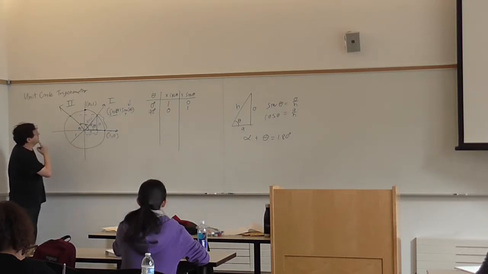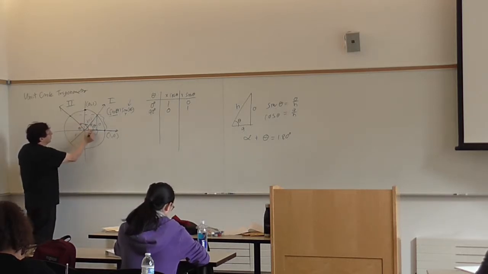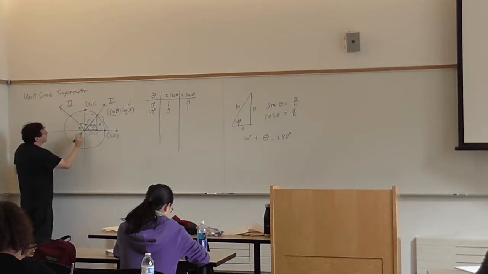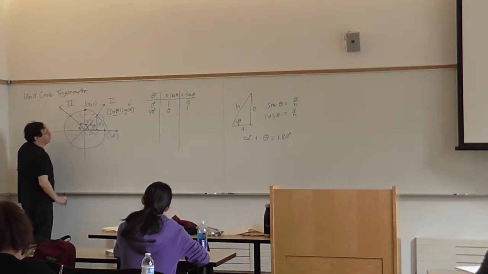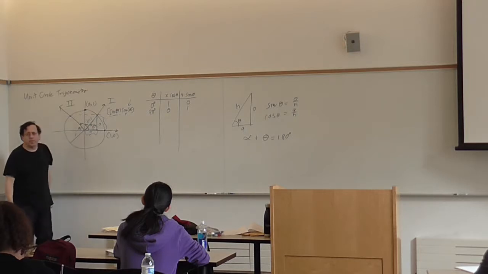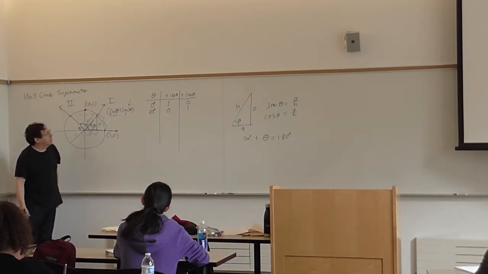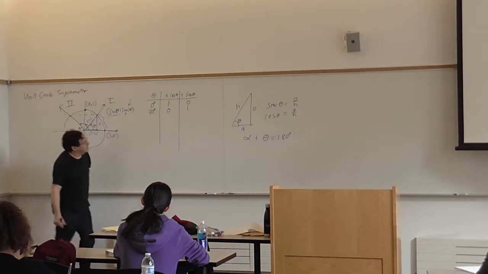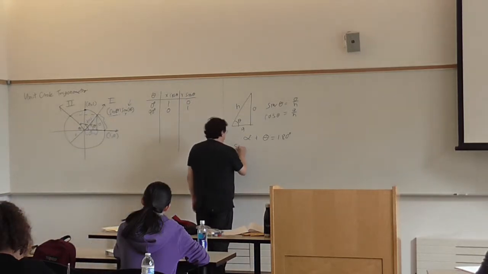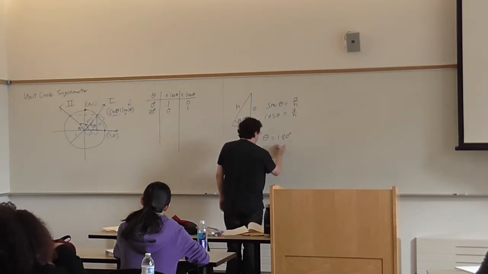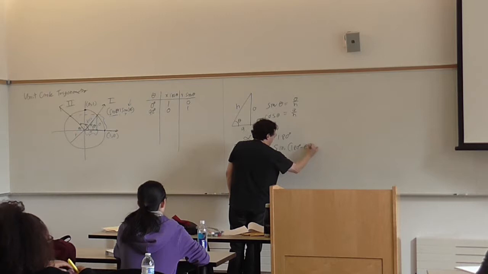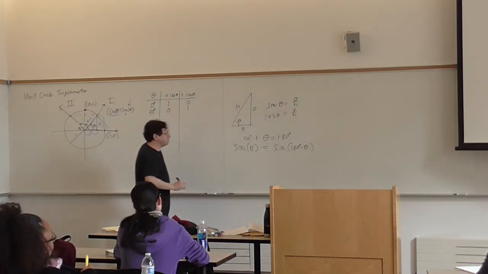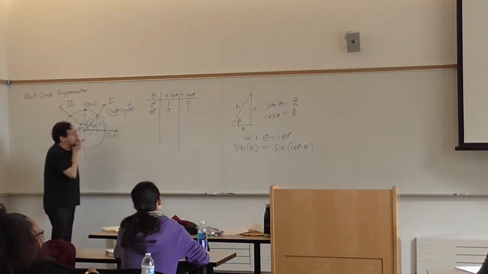Okay, well that tells us something interesting. This angle and this angle are supplementary, but their distance above the x-axis to the y-coordinate is the same. So that tells us immediately that the sine of theta is equal to the sine of 180 degrees minus theta, its supplement.